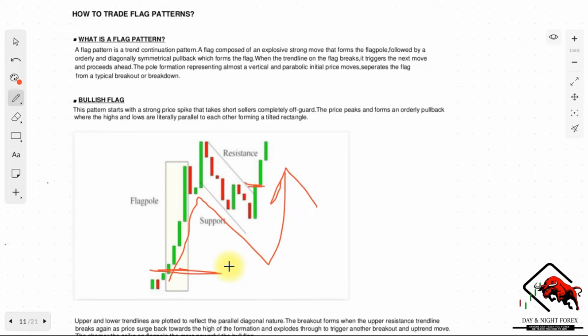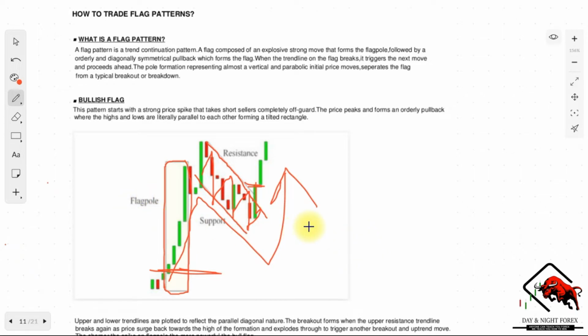A flag is composed of an explosive, strong move that forms the flag pole. So this is our flag pole, as you can see labeled over here. It's an explosive move, meaning just a strong move in the direction the market is going, followed by an orderly and diagonally symmetrical pullback. So this is our pullback right here. As you can see, this is our resistance level and this is our support level, and the market is basically ranging between these two before it breaks out. This pullback session is what forms the flag that is connected to the pole. So this is why we call it a flag pattern.